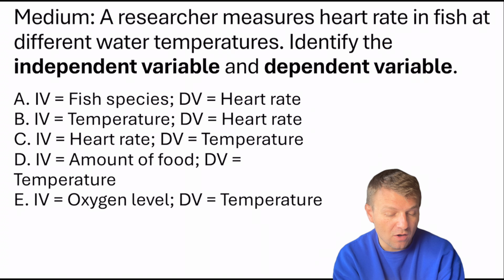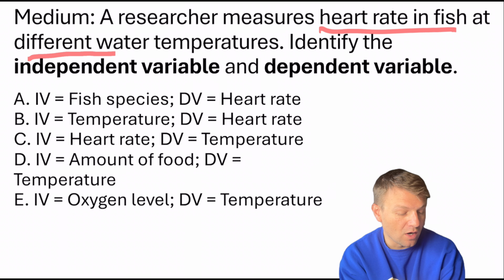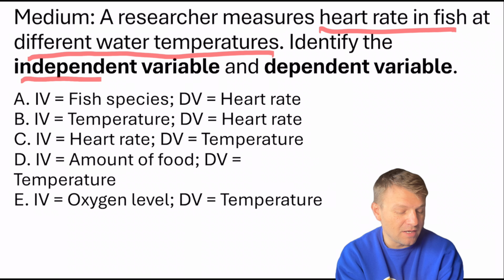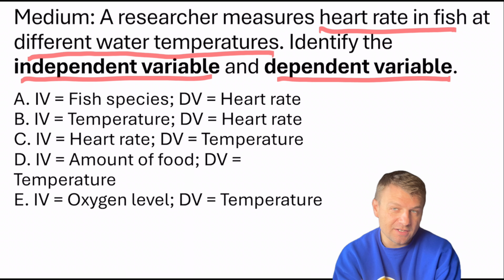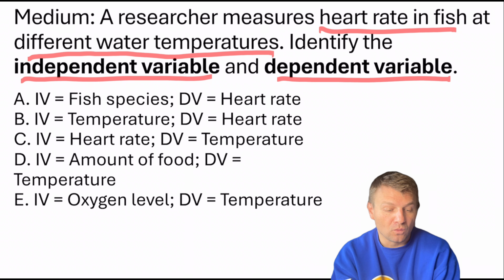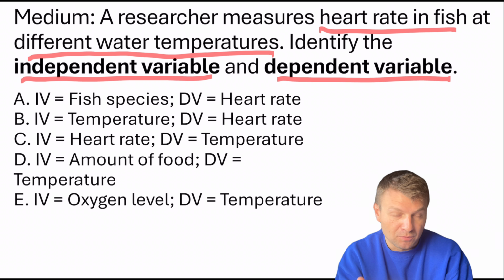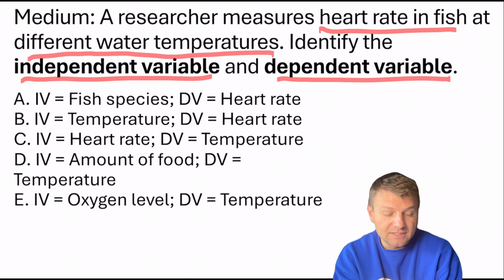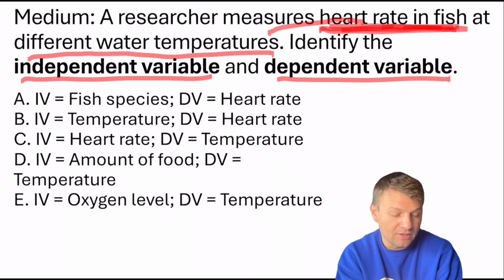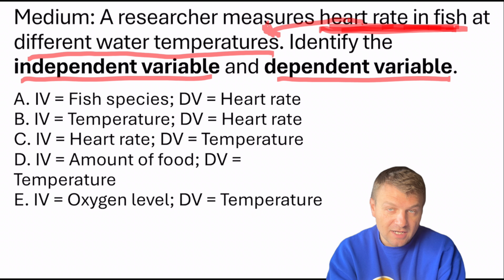A researcher measures the heart rate in fish at different water temperatures. Identify the independent variable and the dependent variable. So this is the next layer up of, can we decipher what is the dependent versus the independent now in a specific type of research problem? Remember that the dependent variable is going to be the heart rate in fish, because that's going to depend on the different water temperatures.